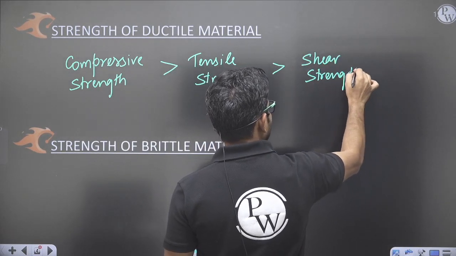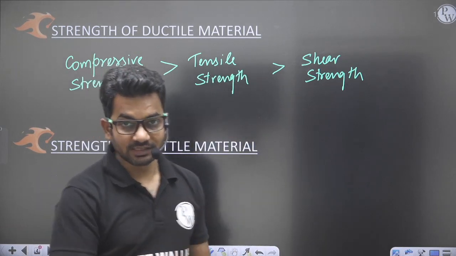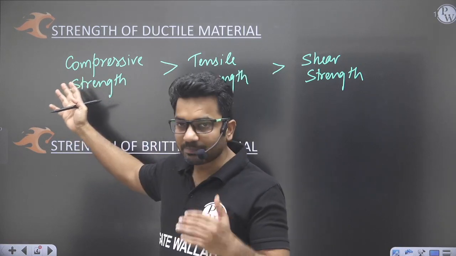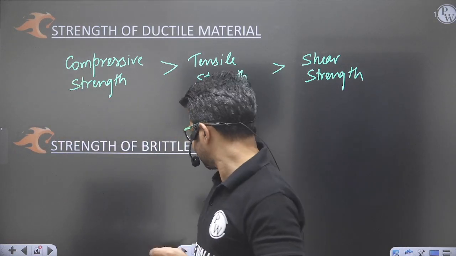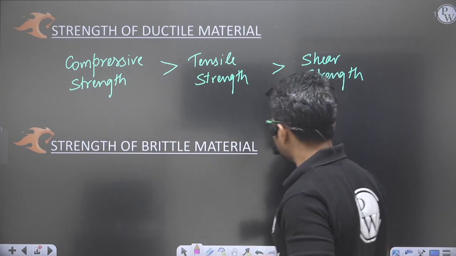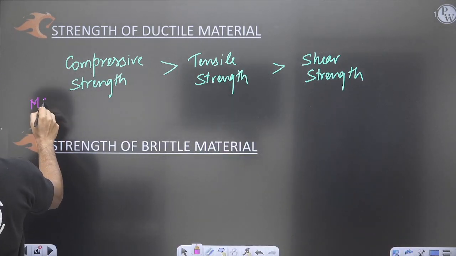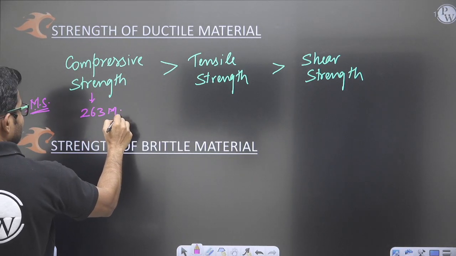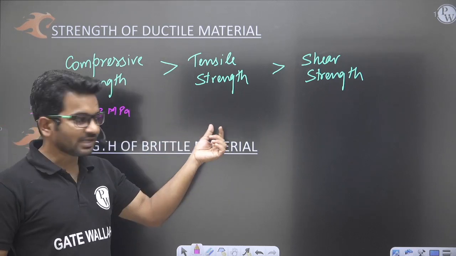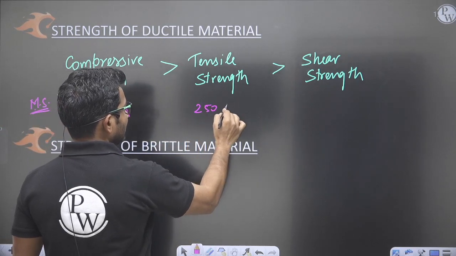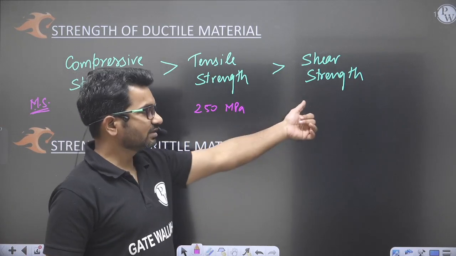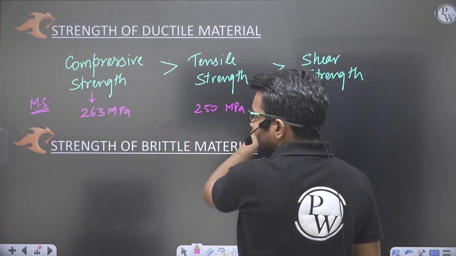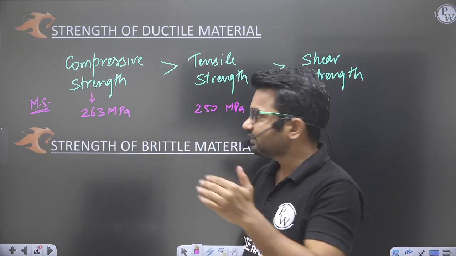For example, we have a ductile material, mild steel. Mild steel is strongest in compression. The compressive strength of mild steel will be around 263 megapascal, and tensile strength will be just a little bit less than that, around 250 megapascal. But their shear strength will be much lesser. So this will be the order of their strength in different types of loading.